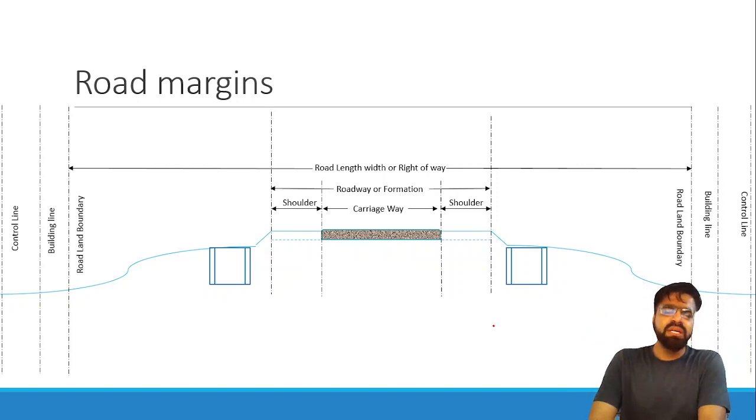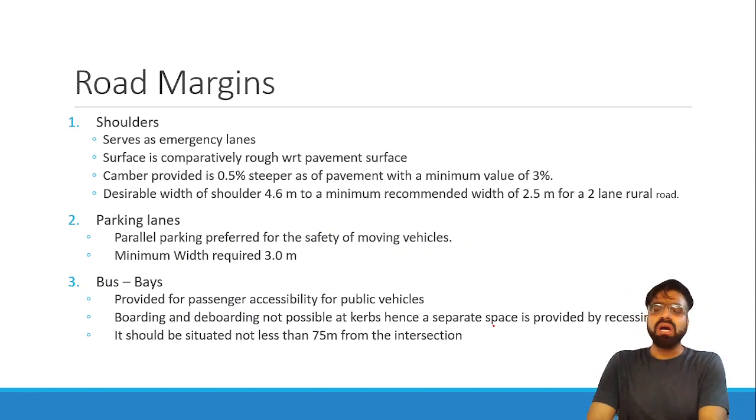Initially you need a pavement which allows only a certain volume of vehicles, but with time, with development, there will be demand for a wider pavement or wider carriageway. So for expansion you should have a pre-planned space. Here is the right of way, the pre-planned space, and if additional space is required, the building line and control line help you a lot. Then we'll talk about some road margin features.